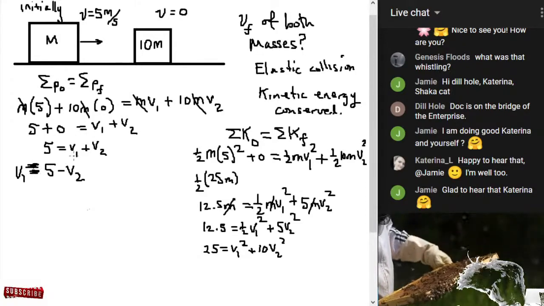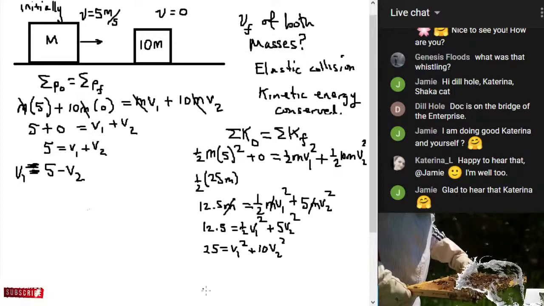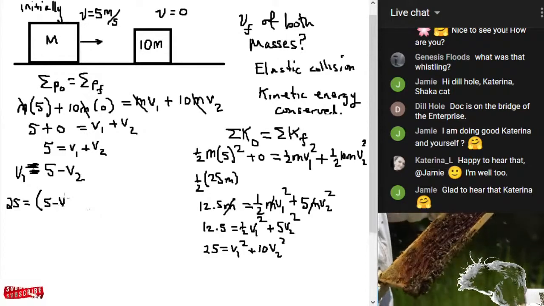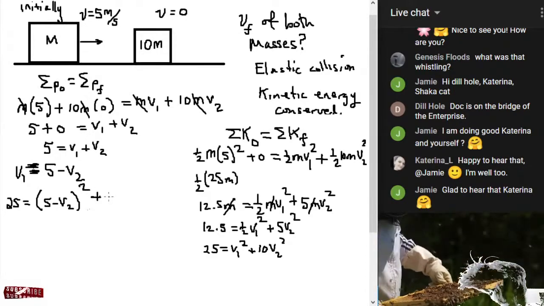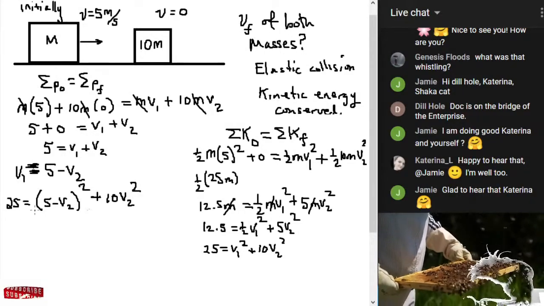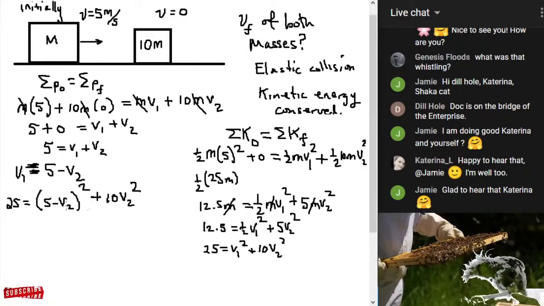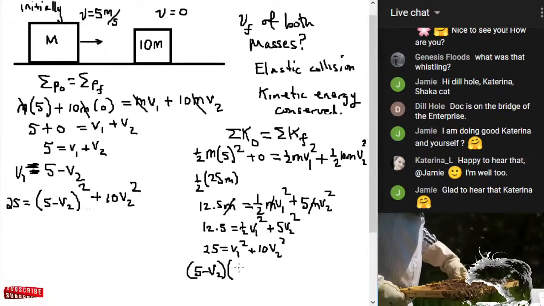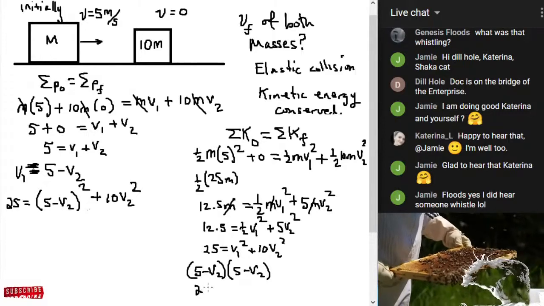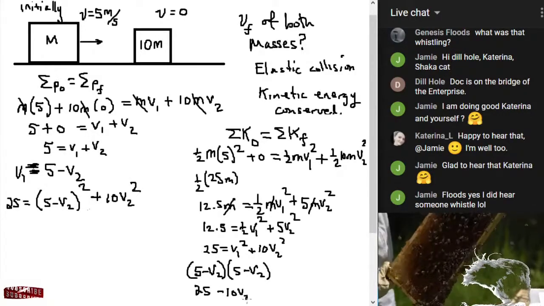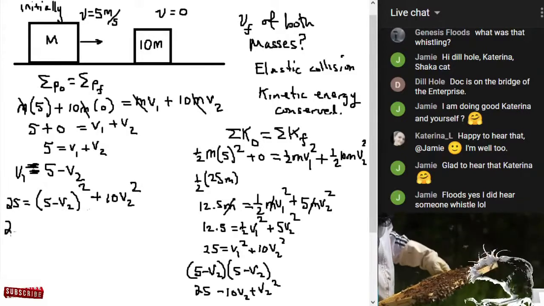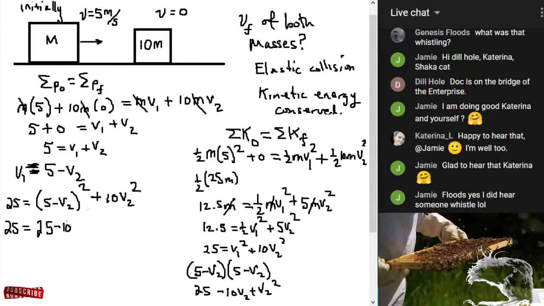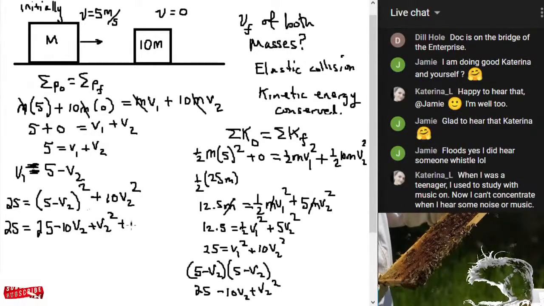v1 equals 5 minus v2. Good. So we'll say 25 equals 5 minus v2 squared plus 10 v2 squared. Okay. So now we gotta FOIL this 5 minus v2. 5 minus v2 times 5 minus v2. First term, outside, inside, last. So 25 equals 25 minus 10 v2 plus v2 squared plus 10 v2 squared.